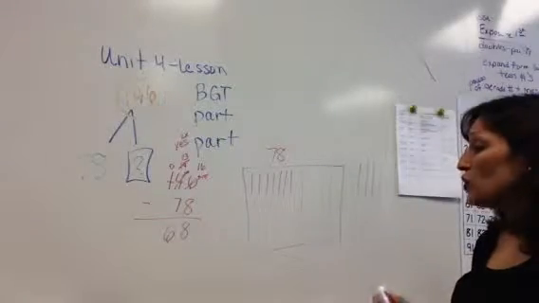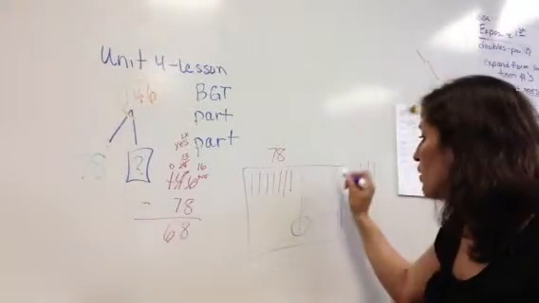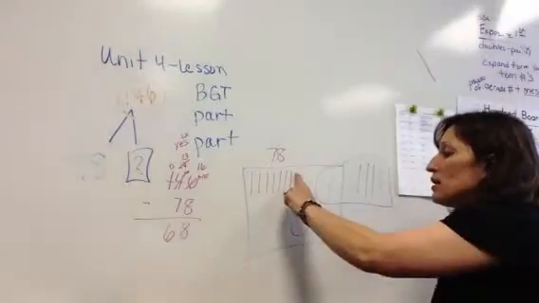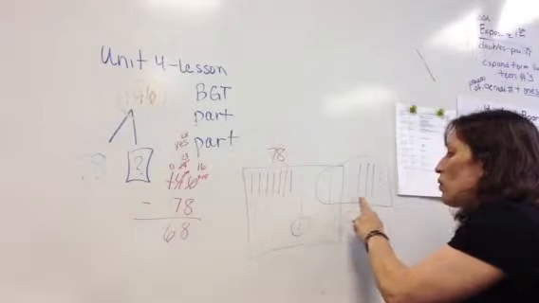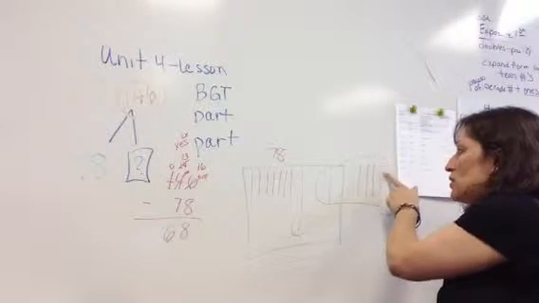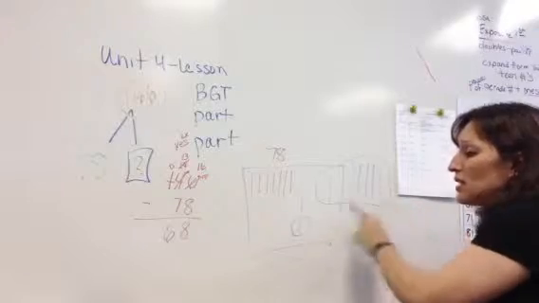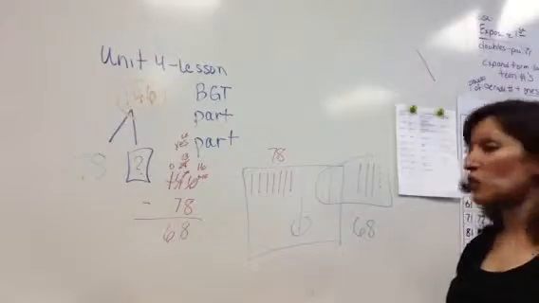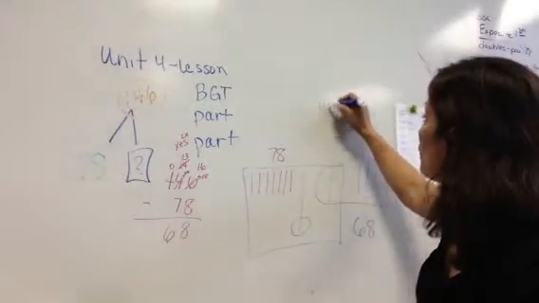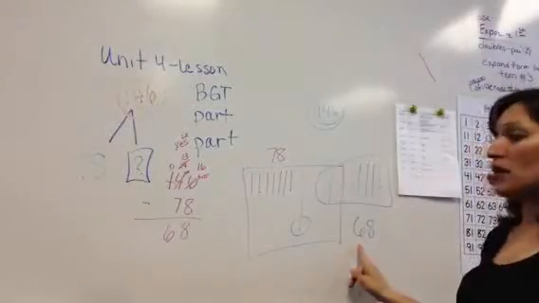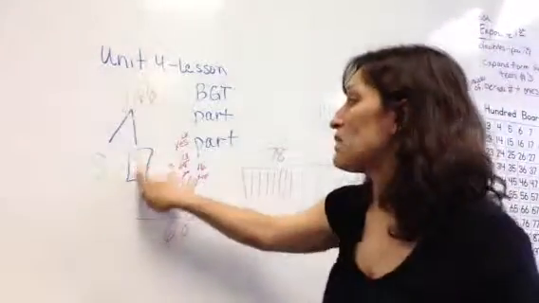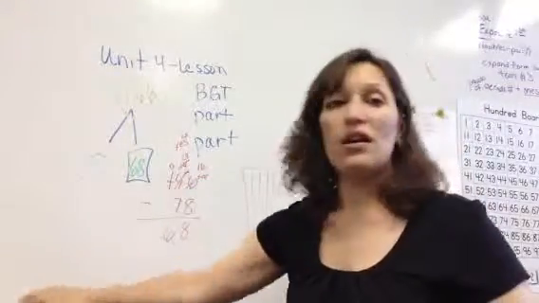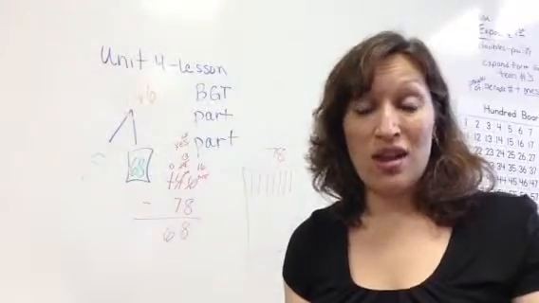Okay, now the new group that I added on was this group and this group. And the total in that new group was 10, 20, 30, 40, 50, 60, 61, 62, 63, 64, 65, 66, 67, 68. I added 68 on to my picture so I could reach my total of 146. Okay? This number matches this number, and it's my missing addend that goes right here. My missing part.